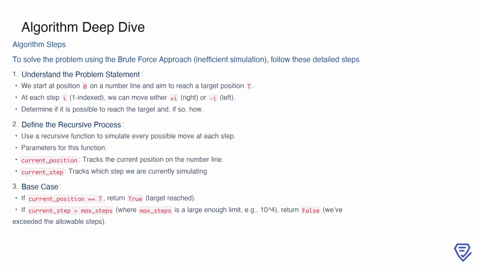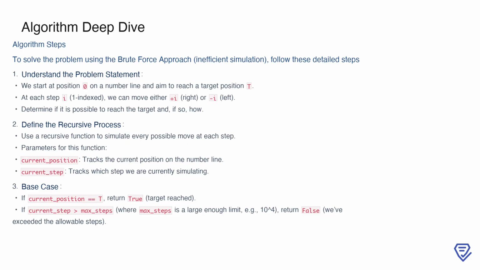To solve the reach a number problem using the brute force approach, we begin by fully understanding the problem setup. The task is to determine if we can reach a specific target position, t, starting from position 0 on a number line. At each step, we can either move to the right by the step number or to the left by the same amount. For example, on step 1, we can move +1 or -1, on step 2, we can move +2 or -2, and so on. The goal is to figure out if t is reachable and identify how to achieve it.